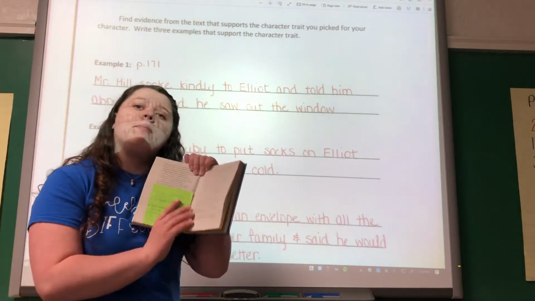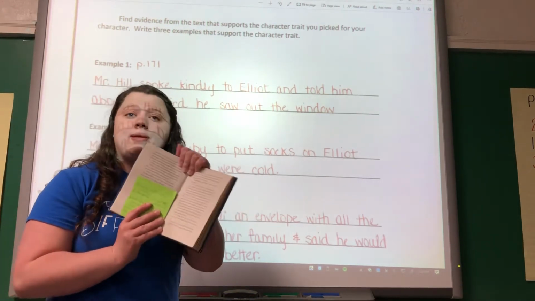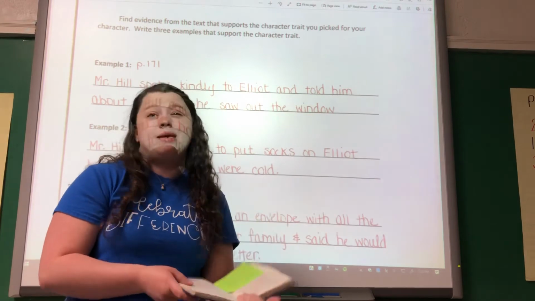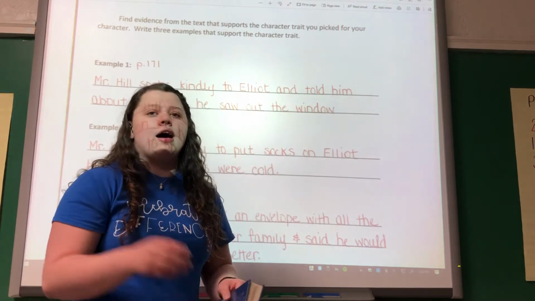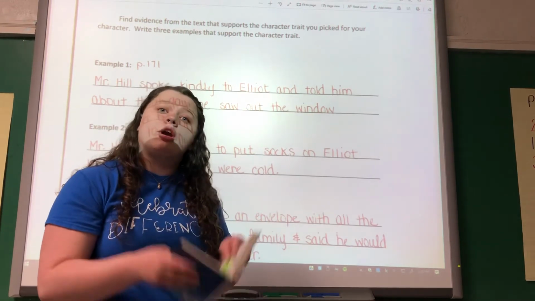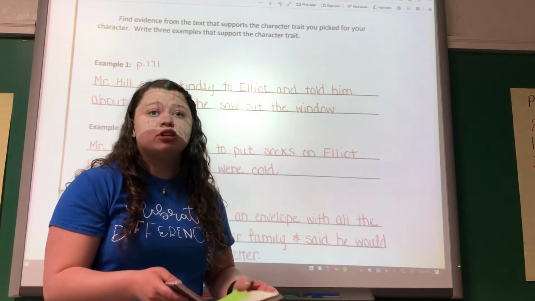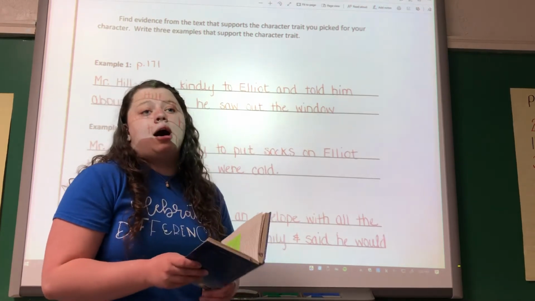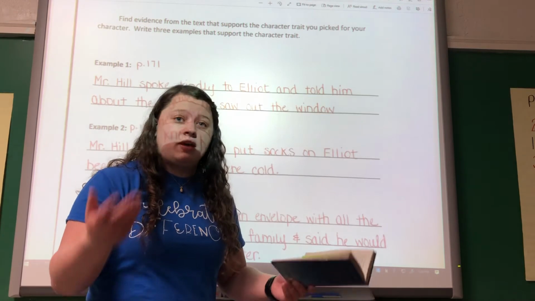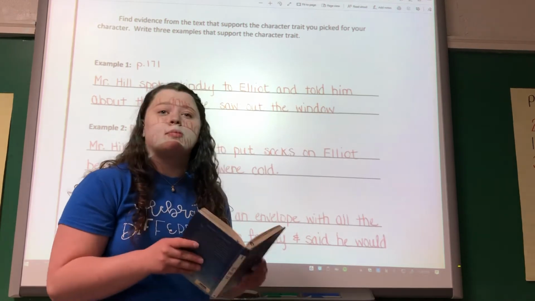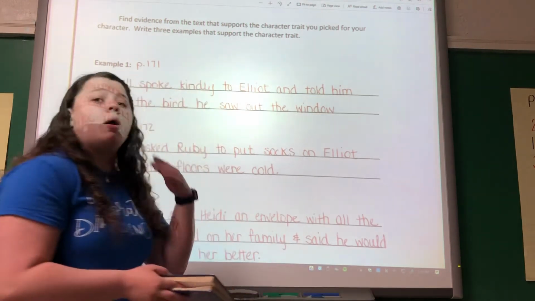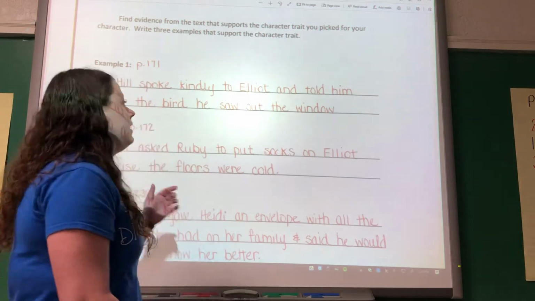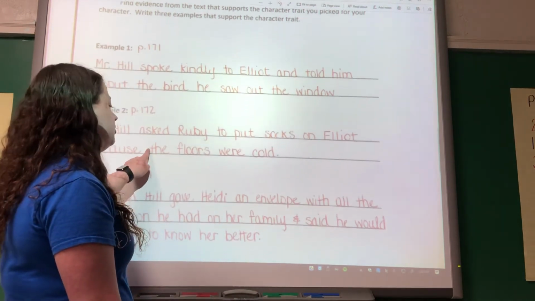We went back through the book and looked for where Thurman Hill was caring. So you can do the same thing if you can't think of exactly an example off the top of your head. You can go back through your book, look through the chapters. You can actually go back through your questions too, if that helps you think of any examples. So use your resources, use your book, use what we know about our characters so far, and any other things that can help you figure out what examples to use.